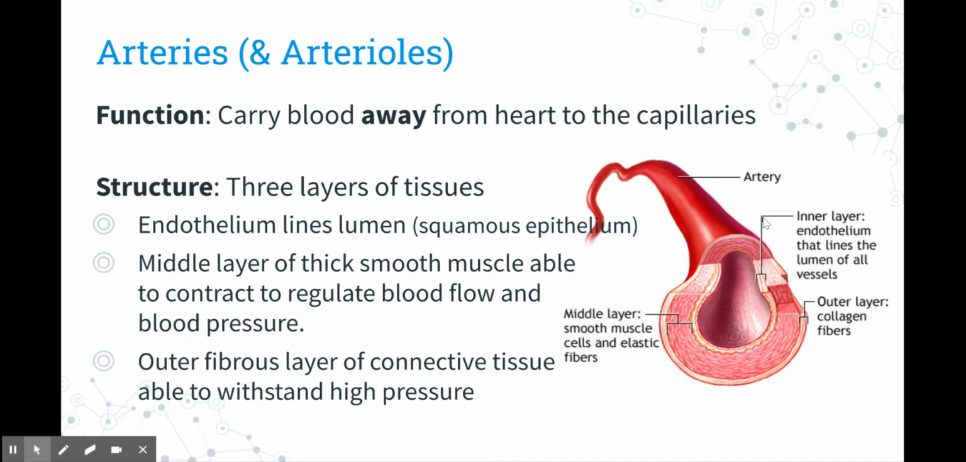And the outer layer of the arteries and arterioles is a very fibrous and robust layer of connective tissue containing collagen fibers that is able to withstand the high pressures that the arteries are subjected to. If you could feel an artery and a vein, you would notice that the artery has a much tougher and more rigid feel to it. The veins feel a little bit floppier and soft.